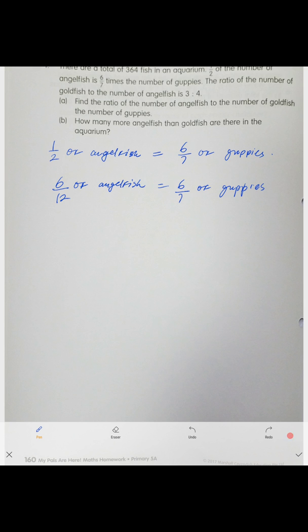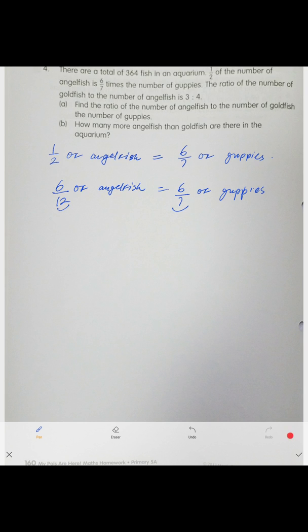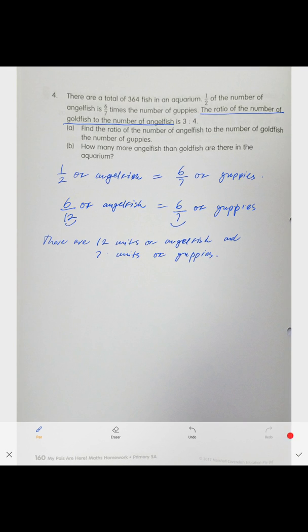Now we're talking about units, right? So how many units here? There are 12 units of angelfish, and 7 units of guppies. Okay. Now we think about our ratio here. The ratio of the number of goldfish to the number of angelfish is 3 to 4. Let's write it down. Goldfish, angelfish, ratio between them. Goldfish is 3, angelfish is 4.